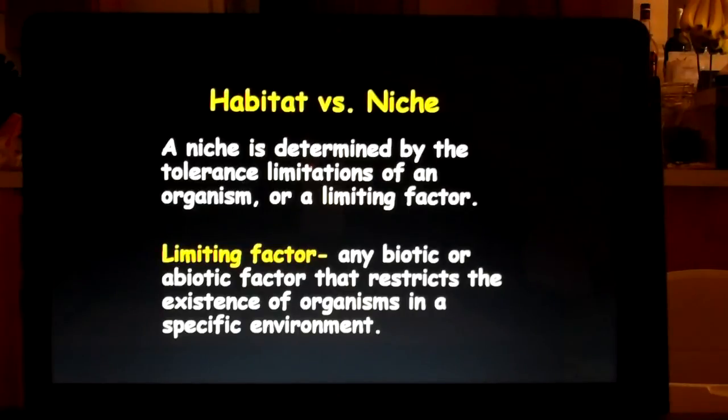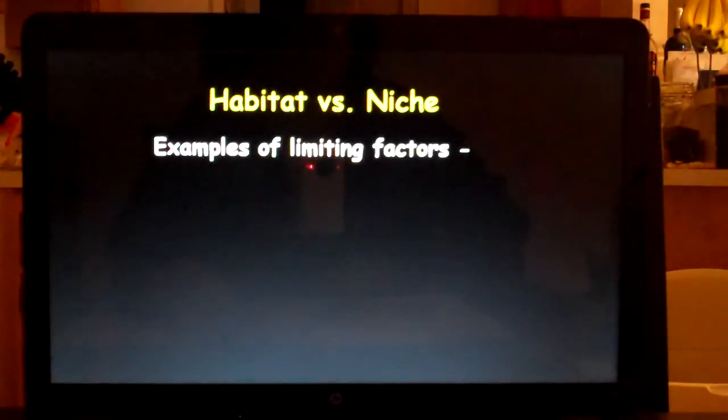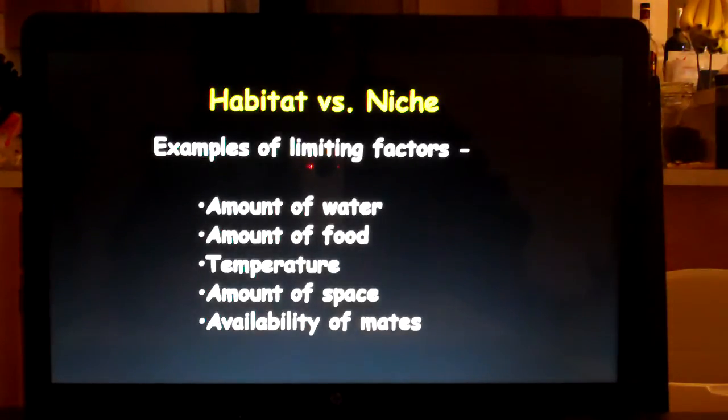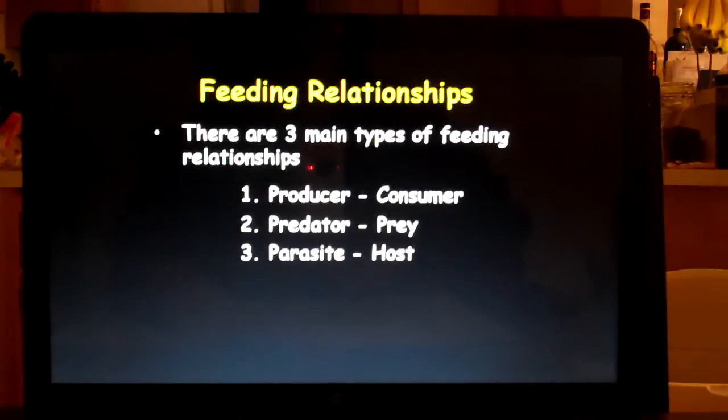So let's think about this. A limiting factor can be the amount of males versus females, so mates. It can be food. It can be shelter. It can be a lot of different things, but let's take a specific look. An example of a limiting factor is going to be your amount of water, food, temperature. So if the temperature gets too cold or too hot, the amount of space. So remember, you've probably learned about carrying capacity and the availability of mates.